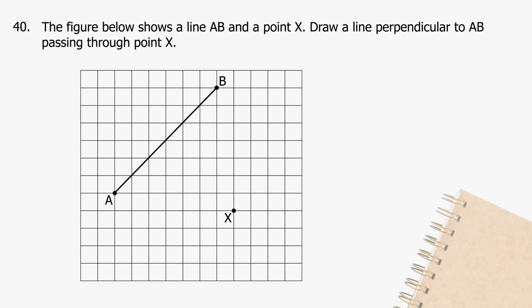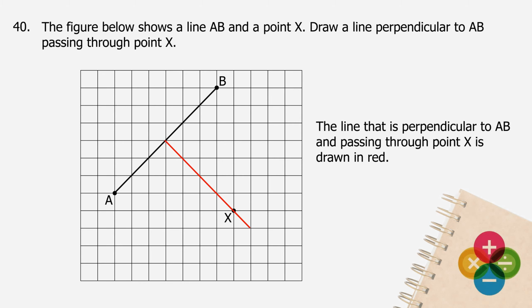Question 40. The figure below shows a line, AB, and a point X. Draw a line perpendicular to AB, passing through point X. The line that is perpendicular to AB, and passing through point X, is drawn in red.